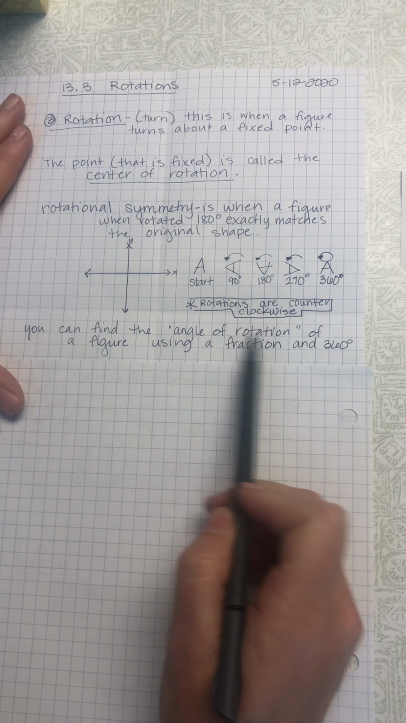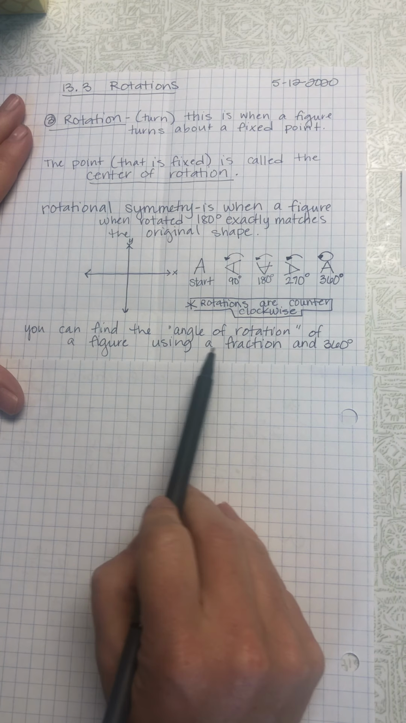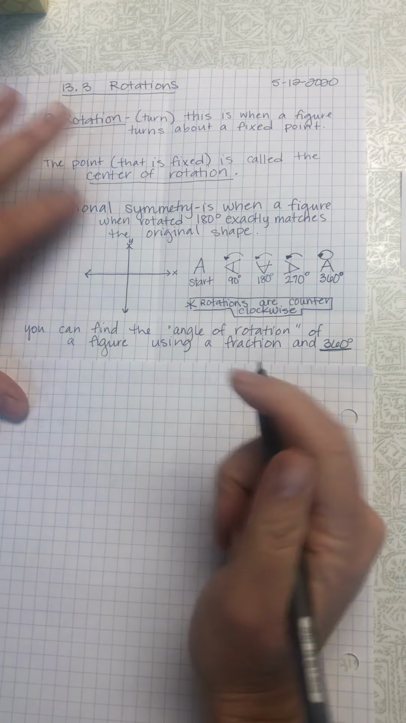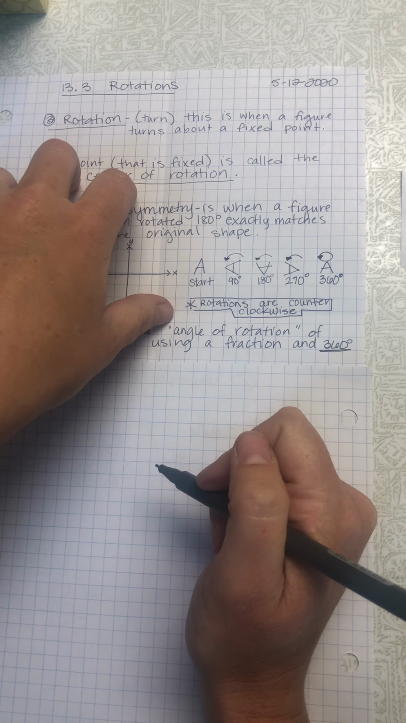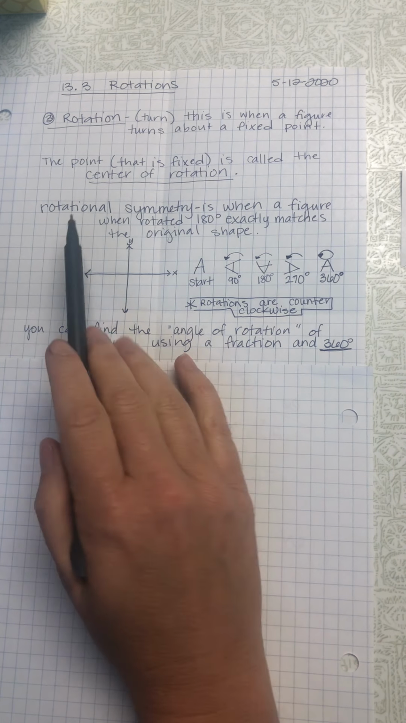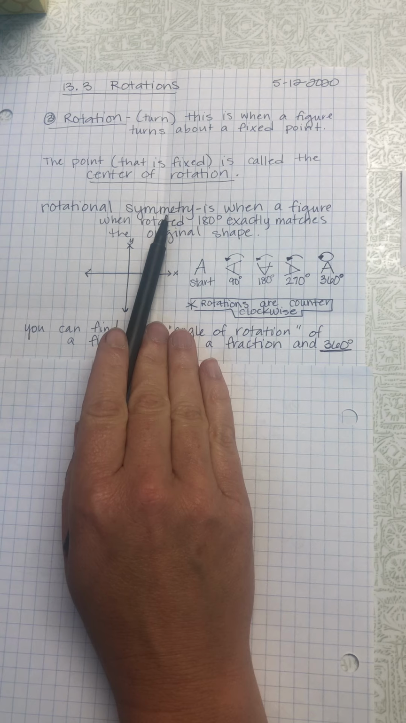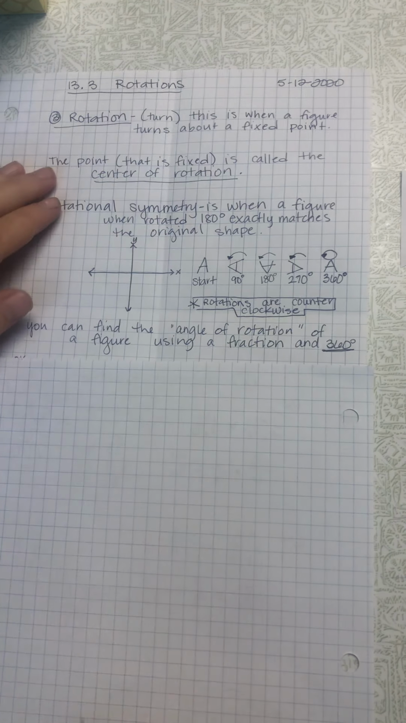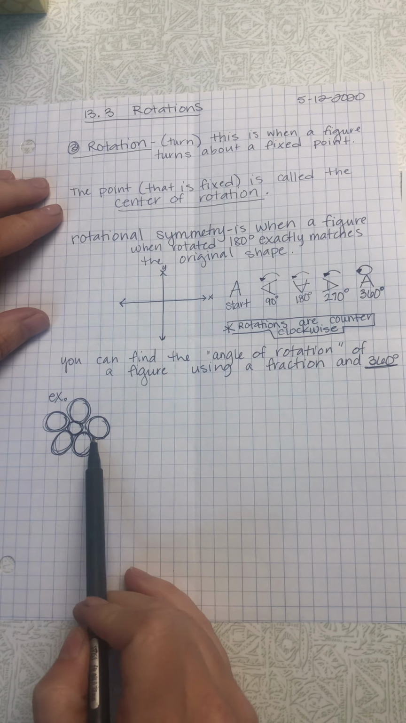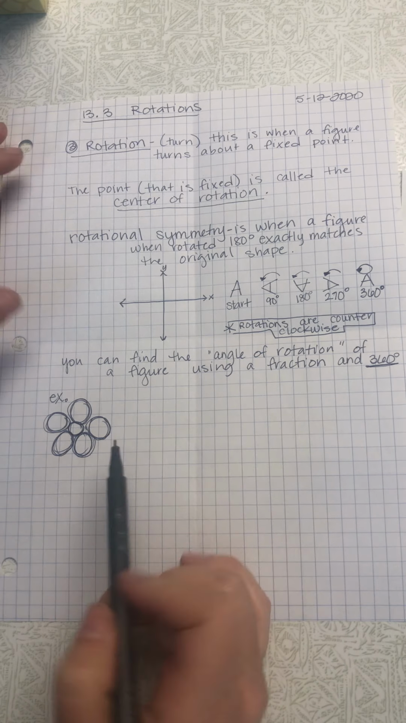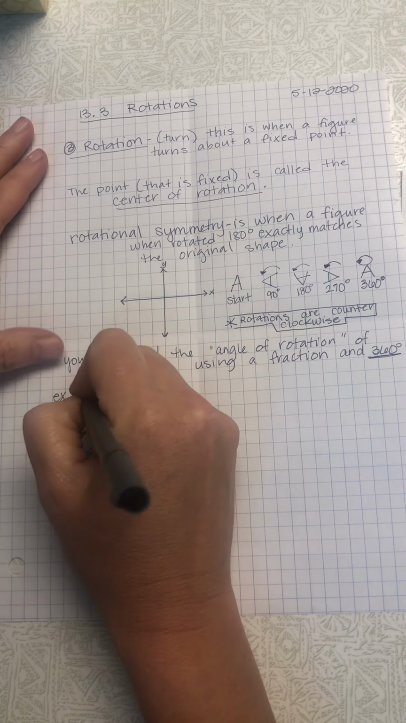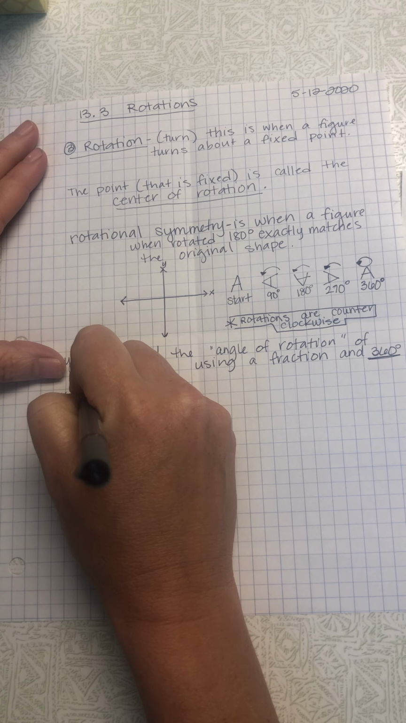You can find the angle of rotation of a figure using a fraction and 360. Since 360 is a whole turn, you can find out how far something needs to turn before it will line up and have rotational symmetry. Okay, so we're going to try one like that. This is a poorly drawn flower, okay, but you get the idea. It has 5 petals that are all similar. We're going to pretend they're exactly the same because I enjoy math and not drawing so much.